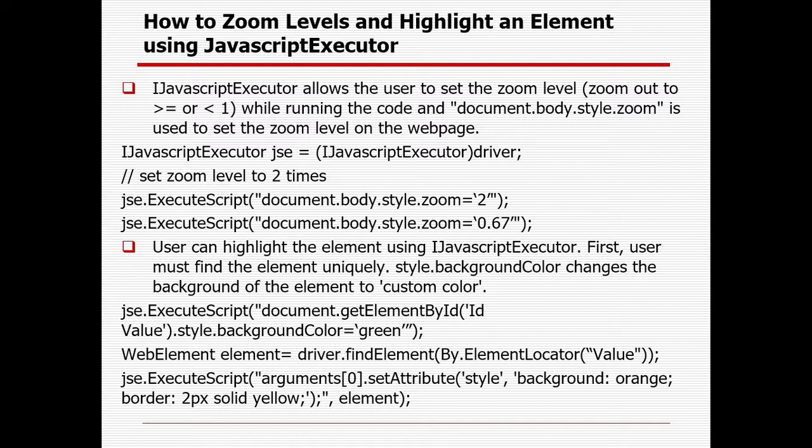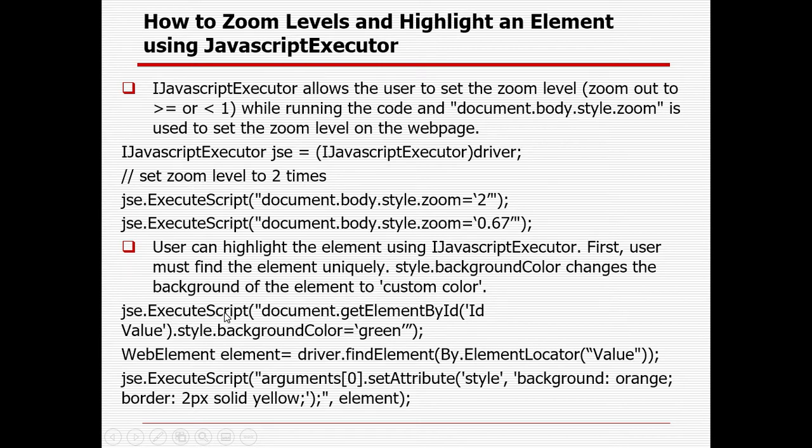Then in automation, whenever you want to highlight an element, how can you do that? How can you do the border color change, background color change, border pixel fills, all this stuff? The user can highlight the element using the JavascriptExecutor interface. First, the user must find the element uniquely. Style.backgroundColor changes the background of the element to the custom color. So there are two approaches we can use.